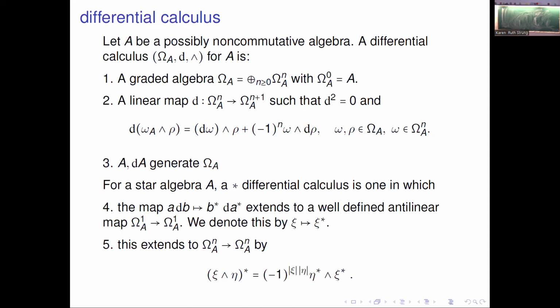And, well, yes, we've been here before, I guess, but we may as well just go through it for the sake of it. So for a possibly non-commutative algebra, differential calculus, graded algebra, a derivation, well, signed derivation, A and D of A generate the whole differential calculus, and the star conditions, which haven't quite been so much used, but which basically reverse order again in a signed fashion.